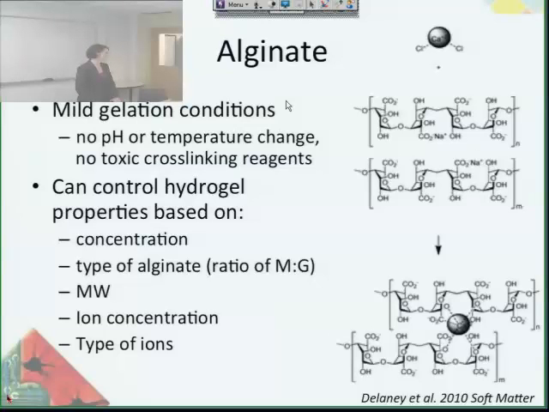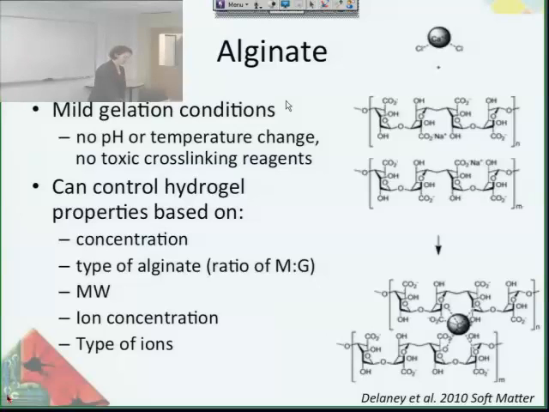And you can control the hydrogel properties based on a lot of different properties of alginate, like the concentration, the type of alginate, like how much guluronic acid or mannuronic acid, and that's because of the bond rotation and that affects the stability there. And then based on the concentration of the ions, that'll change the crosslinking density, which will affect the properties that we discussed earlier.